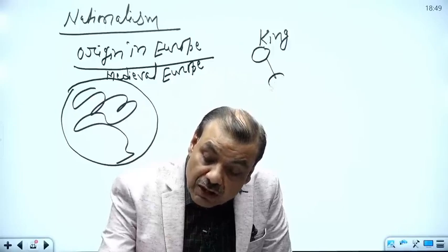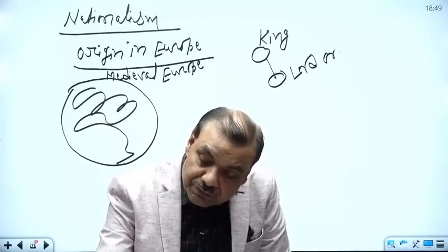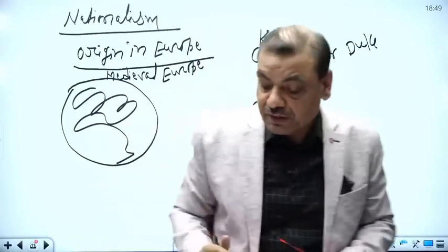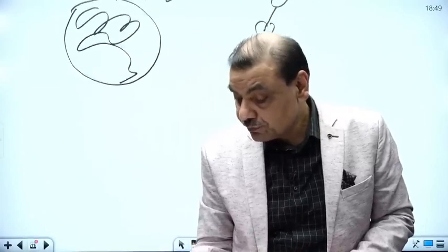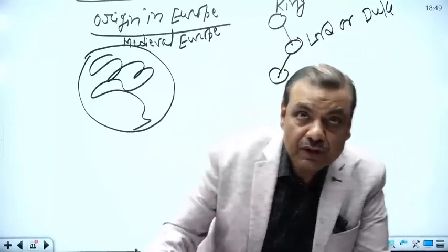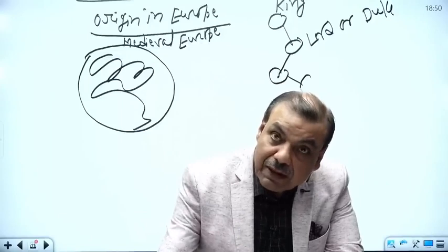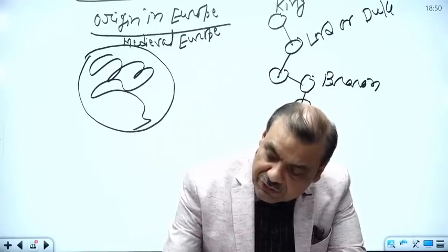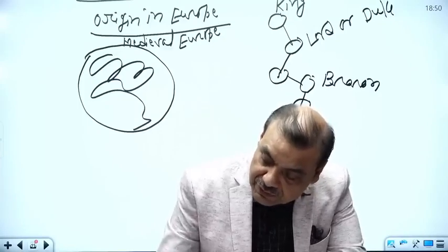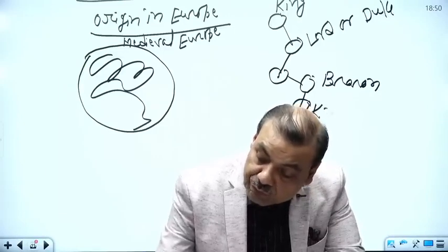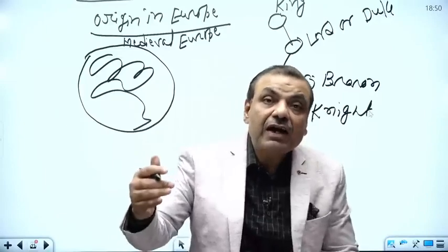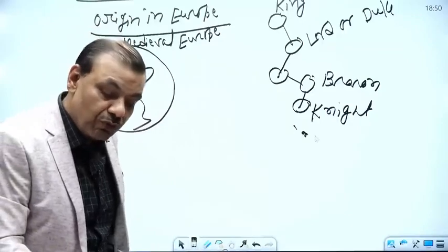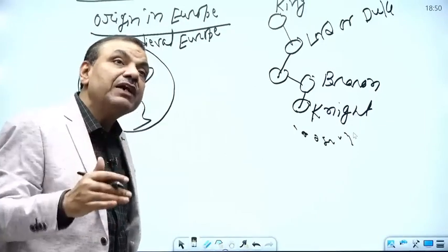Beneath the king there was a lord or duke. Beneath the duke there was another identity, and this was the baron. And this was finally the knight. Knight बोलते थे वॉरियर को, योद्धा को. So there was the hierarchy of the lords, and beneath the hierarchy there were the people, and the king was not having any direct connection with the people.